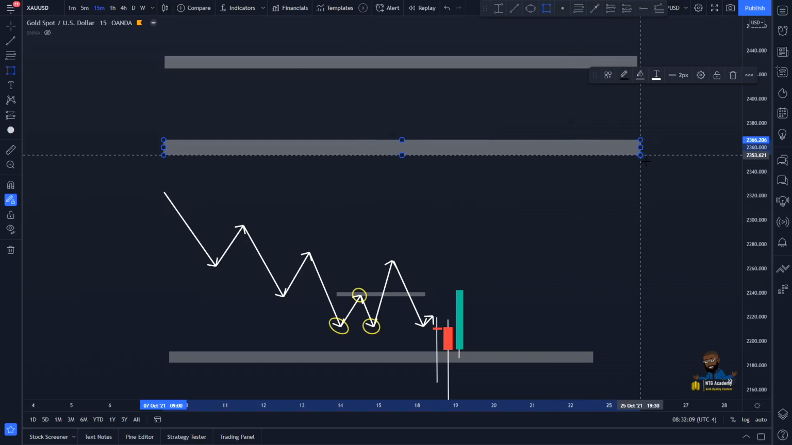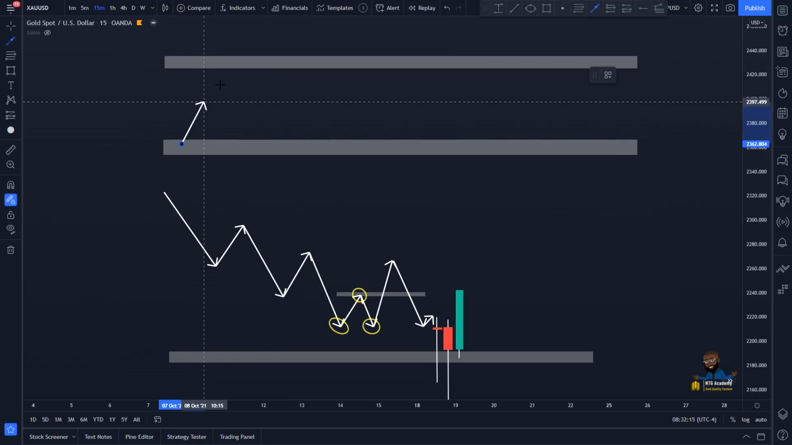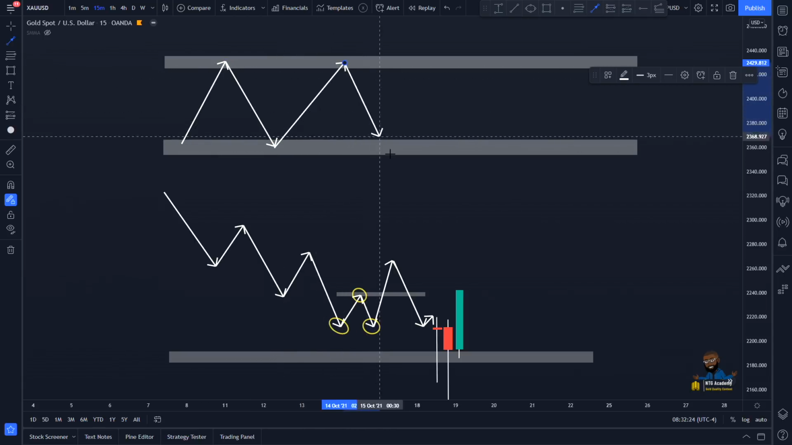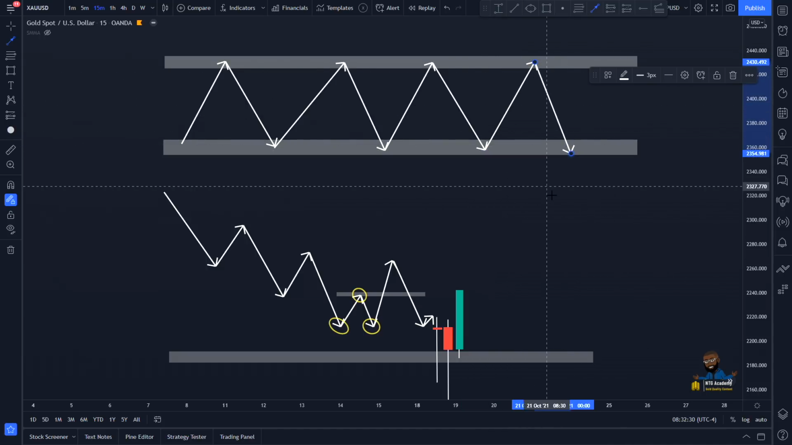So this is another way, right? We can look to trade support and resistance when the market is ranging, when there is no trend. We're just going up, going back down, going up, and back down, going up. And so these are the best optimal times to start trading support and resistance as well.